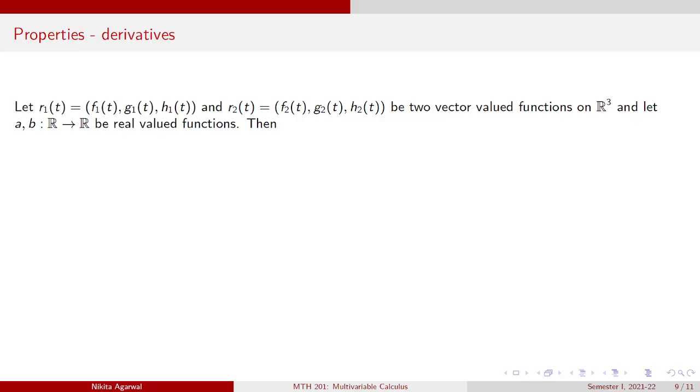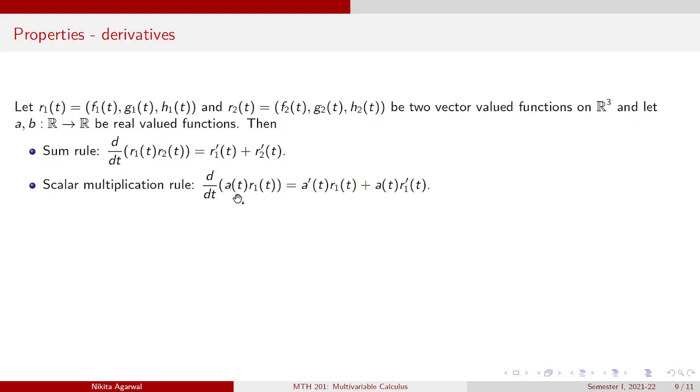Okay. Now let us look at a few properties of derivatives. So let us look at two vector valued functions r1 and r2, whose components are f1, g1, h1 and f2, g2, h2. And suppose a and b are two functions from R to R, so they are real valued functions. Then there is a sum rule which tells you, I'm sorry, there should be a plus sign here. If you take the derivative with respect to t of the sum of two vector valued functions, that's nothing but the sum of their individual derivatives.